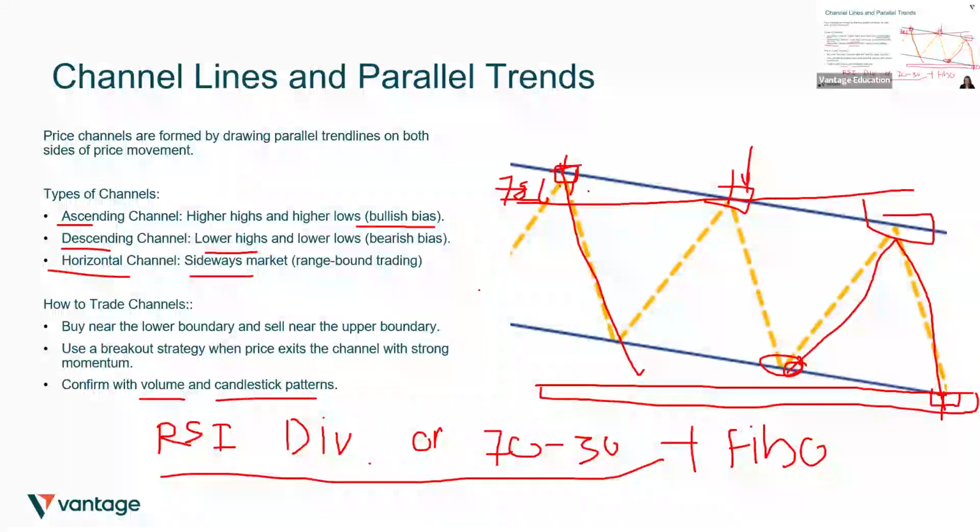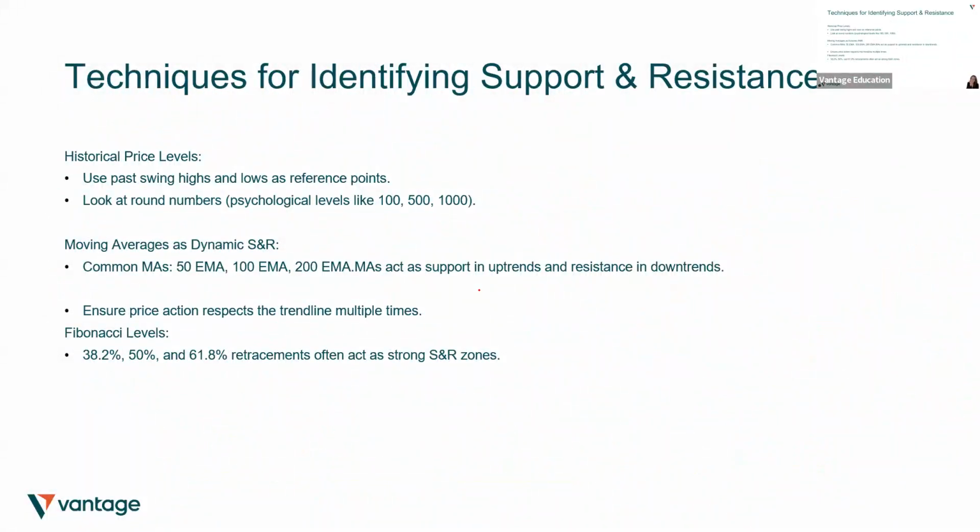Okay, so the next one. The technique for identifying support and resistance. For support and resistance, of course, you need to use the past swing high and swing low as the reference point. Okay, you look for the round number.